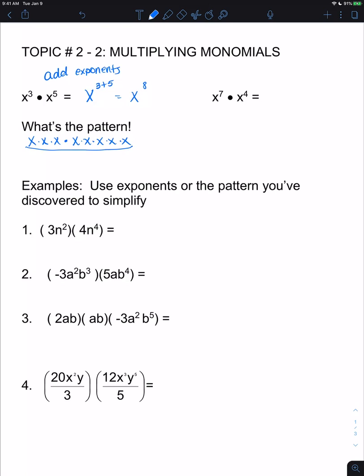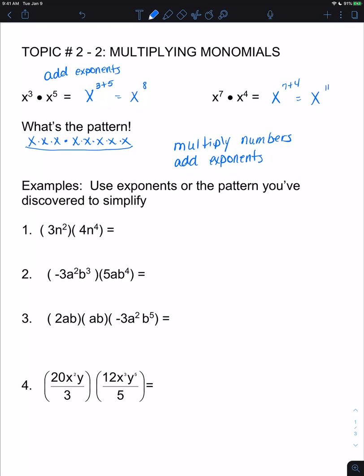So x to the 7th times x to the 4th is x to the 7 plus 4, which is x to the 11th. Now, we have to remember that when we have numbers in front of these x's, you're still going to multiply your numbers just like you normally do. So the key here is to multiply the numbers and add the exponents. And remember, it has to be the same base.